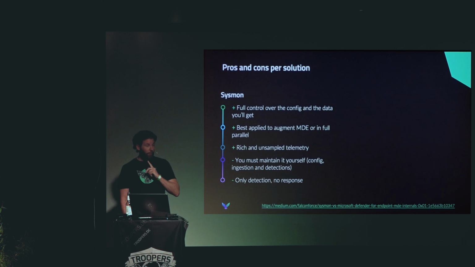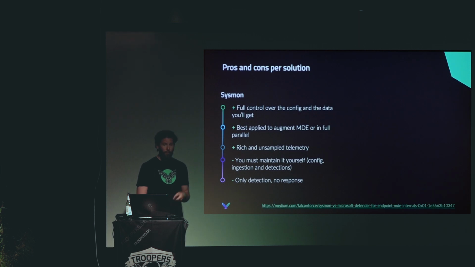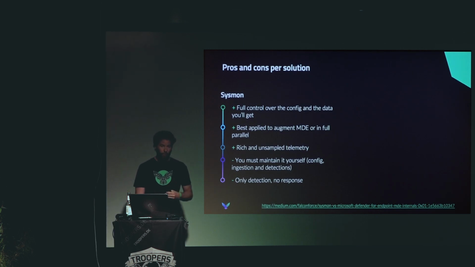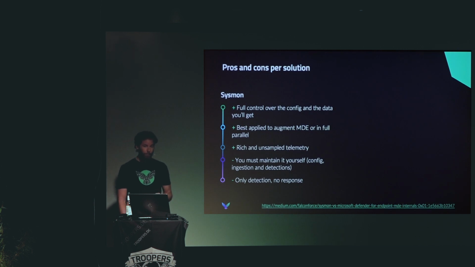In my opinion, it's best applied next to MDE in a sort of augmentation mode. So if there's certain registry keys that you really want to see, or DLLs, I'd only look at that, because otherwise you're generating so much additional telemetry that you really can't store maybe. It's a cost thing. So it's very rich. There's all kinds of metadata around the files that you're monitoring and so on. Everything is tied to each other via a global unique ID. So it's really nice telemetry.